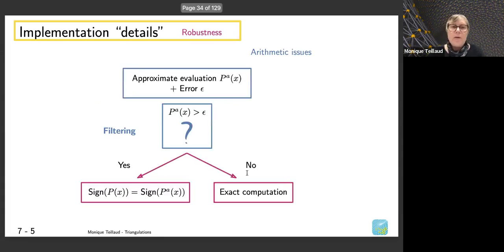So the filtering consists in computing an approximate evaluation of the polynomial expression. And you also compute a bound on the error that you make. Then you check whether the interval of possible values contains 0. If it does not contain 0, then you know that you are either positive or negative, with no doubt. So the sign of the expression that you're looking for is the same as the sign of the approximation. Only in the cases where the interval contains 0, you're not sure, and then you run exact computation with another library for exact precision arithmetic. So you combine efficiency and exactness in this way.